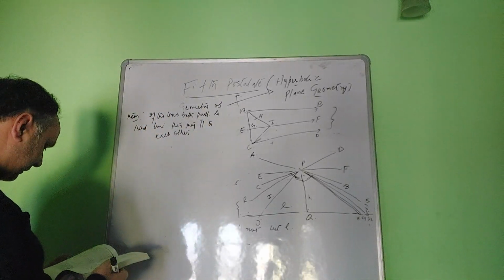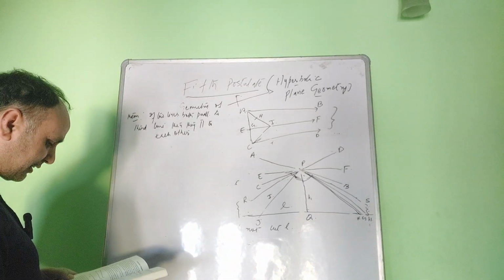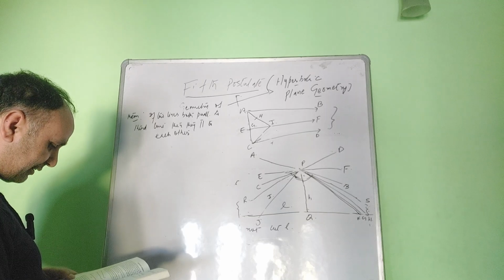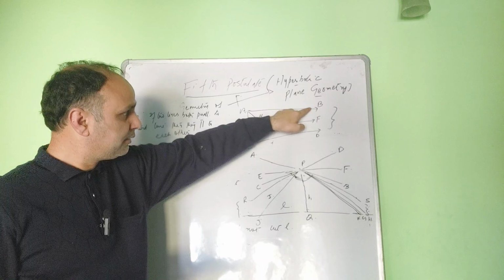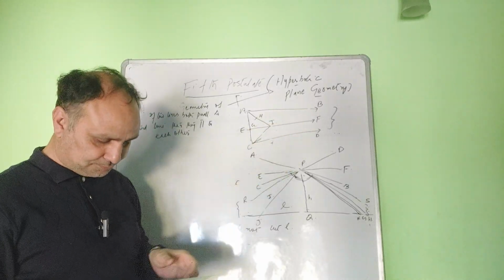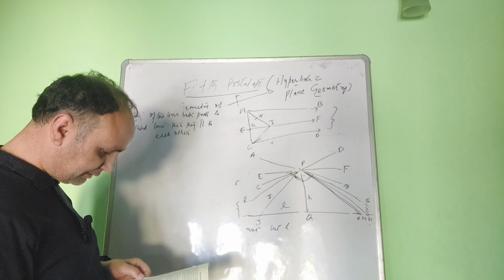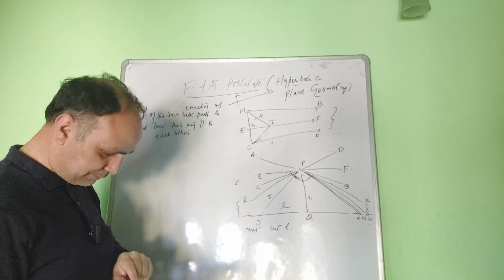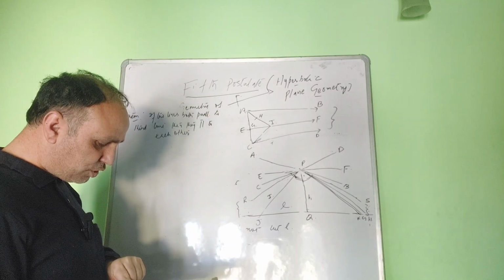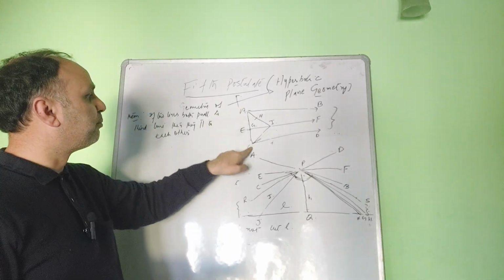Now next, consider the case in which two lines are on the same side of the third, and let AB and CD both be parallel to EF in the same direction. Assume AB is not parallel to CD.